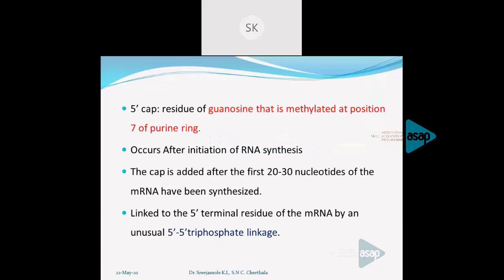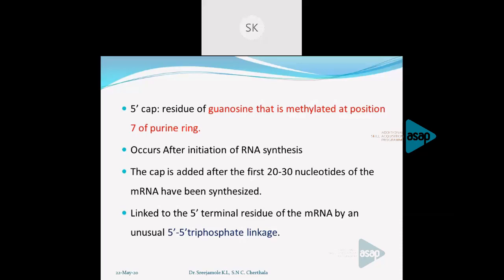A 5' cap is a residue of guanosine, methylated at the 7th position of the ring, which is added to the first nucleotide of an mRNA. This occurs just after the initiation of RNA synthesis, after about 20 to 30 nucleotides have been synthesized. This capping is done with an unusual 5' to 5' triphosphate linkage, between the guanosine and the first nucleotide of the mRNA.